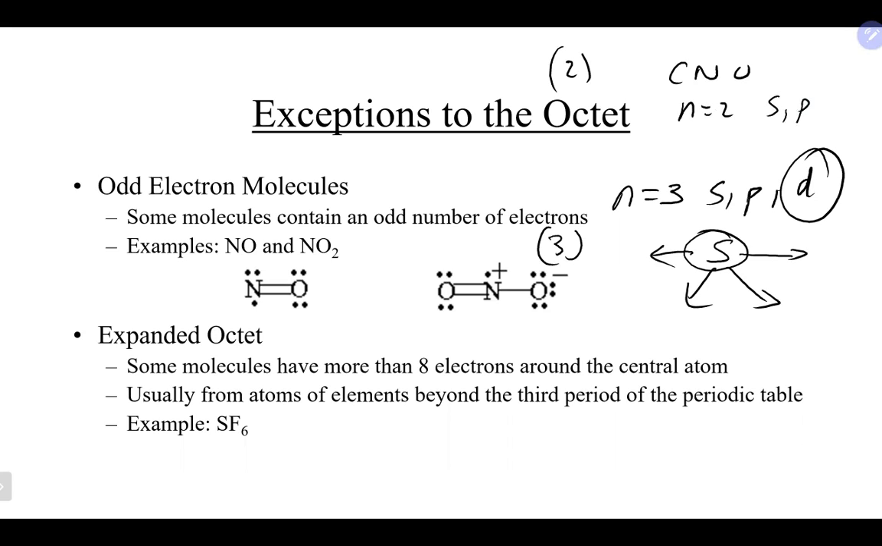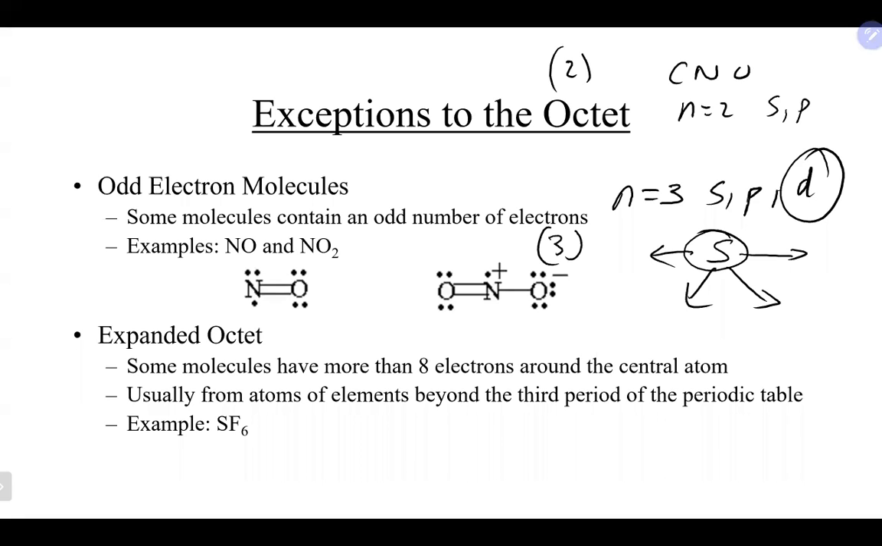Those guys should never, ever go over 8 because they do not have the d orbitals available to do so. So they should always obey the octet rule. And here we should always obey the octet rule. But when you get to 1A, you'll go over 8 a lot with these incomplete, these expanded octets.